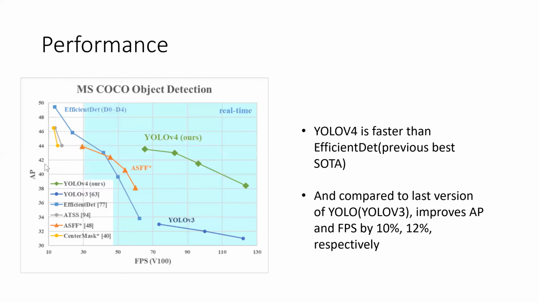So this is the performance for YOLO V4. There are two metrics we care about when talking about the performance. The first one is average precision. It's basically the area under the precision recall curve. The higher, the better. The second one is frames per second. It specifies the speed when we are making inference. You can see YOLO V4 is faster than EfficientDet, which is the previous best state-of-the-art network, compared to the last version of YOLO, which is YOLO V3.